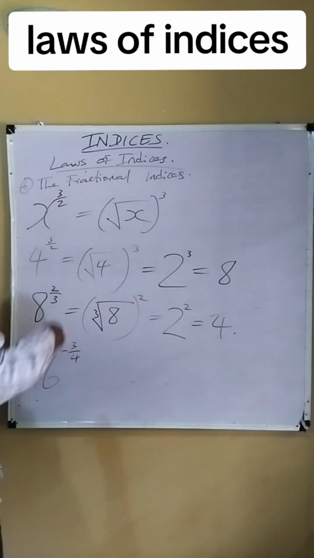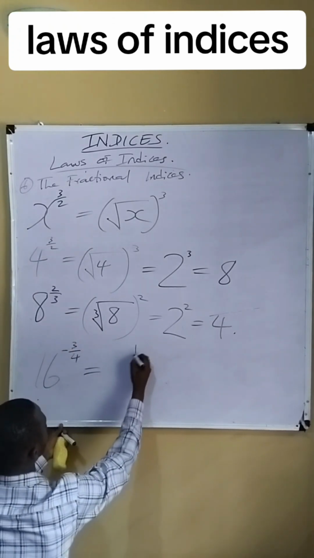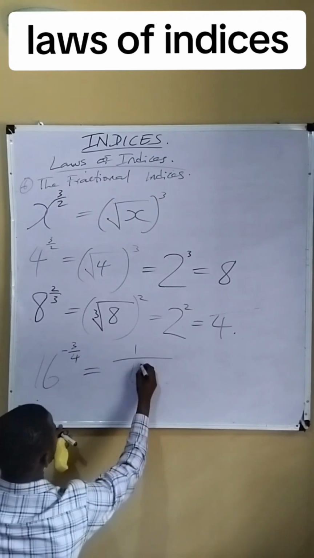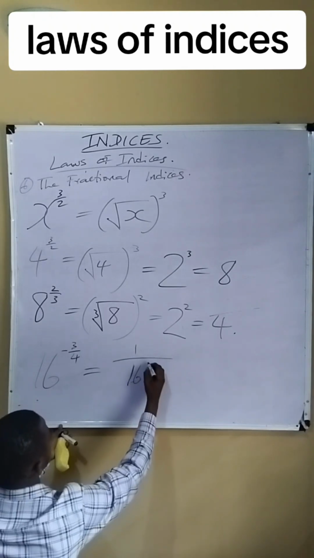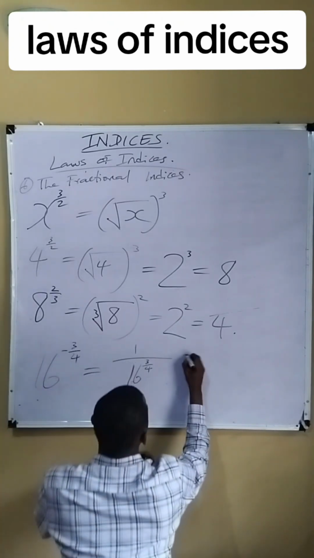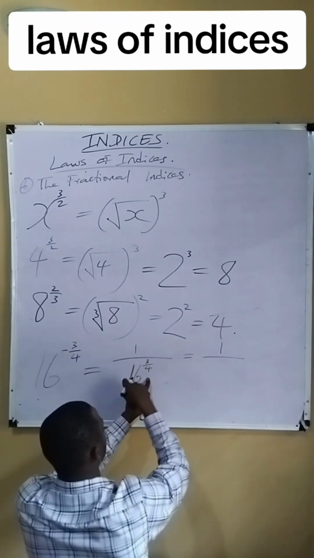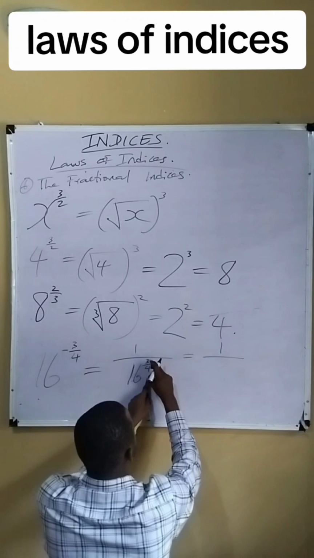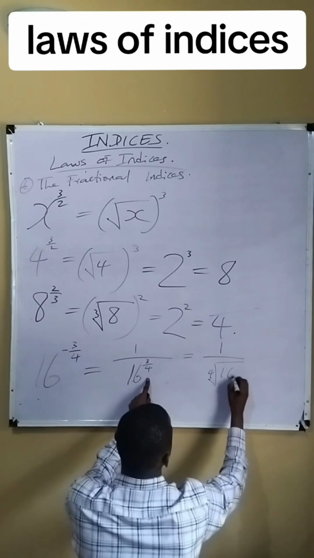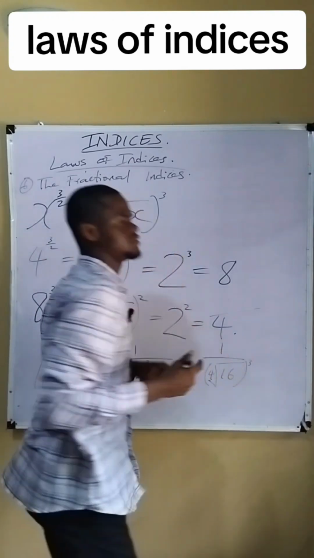You are going to have 1 all over 16 raised to the power of 3 over 4. The negative sign is eliminated. We are going to have 1 all over, this will now become the fourth root of 16 raised to the power of 3. What is the fourth root of 16?